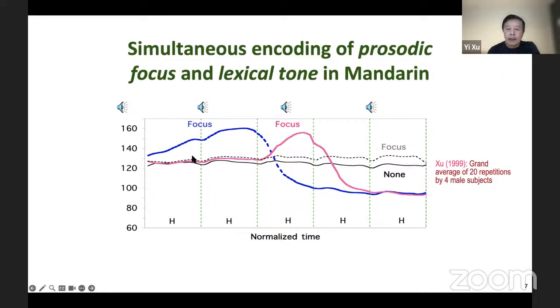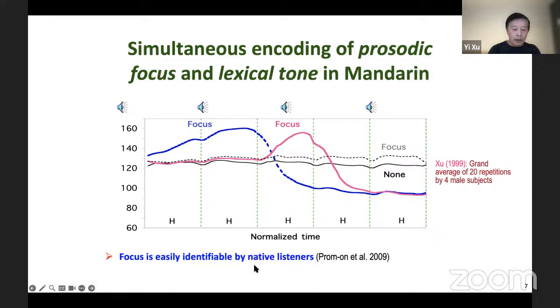And then when you have a final focus, which is the dashed line here, mommy, mommy, you can hear that it's different from neutral focus, but it's not that obvious. So in other words, this is conveyed, but not as robustly as early focus. But the key point here is to show that for Mandarin, where you are sure that every syllable has a pitch specification for distinguishing between words, it can also have focus, and focus is also represented very robustly. And according to perception experiments, listeners can easily detect the location of focus.